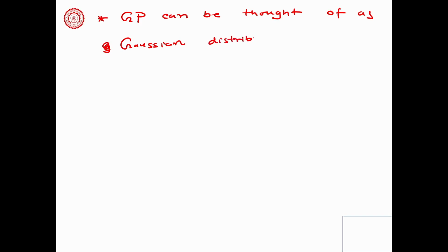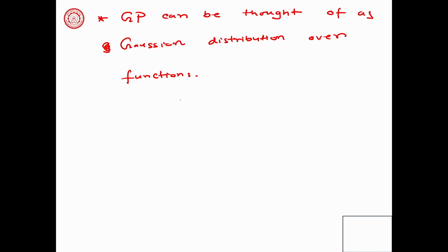So, a Gaussian process, GP, can be thought of as a Gaussian distribution over functions, right, which means each sample will become a function, a deterministic function, correct.